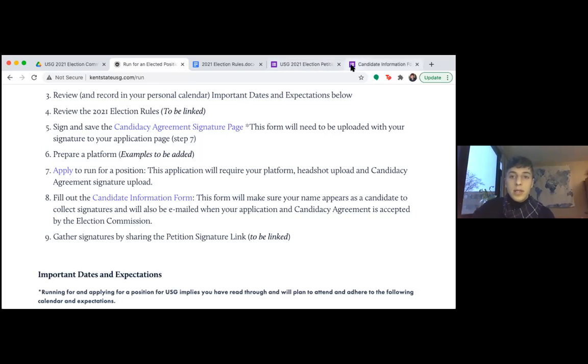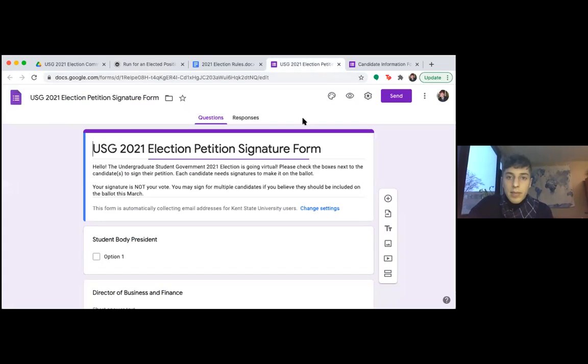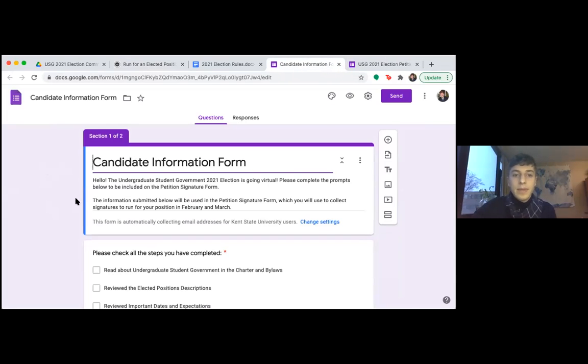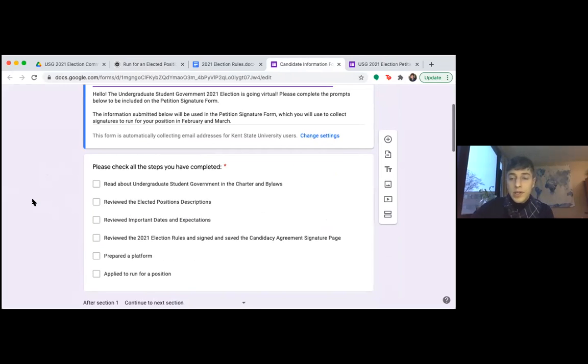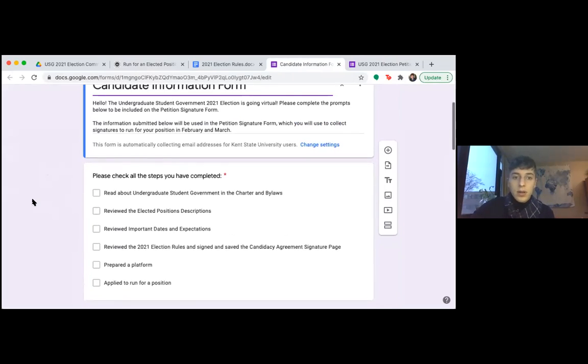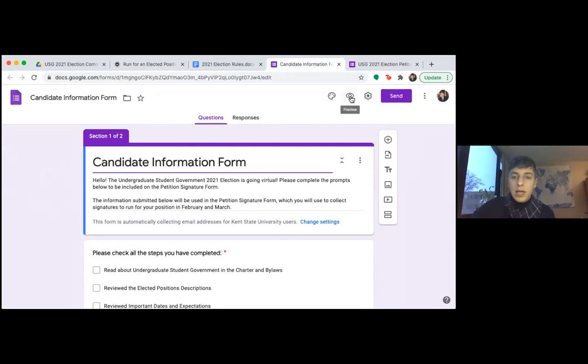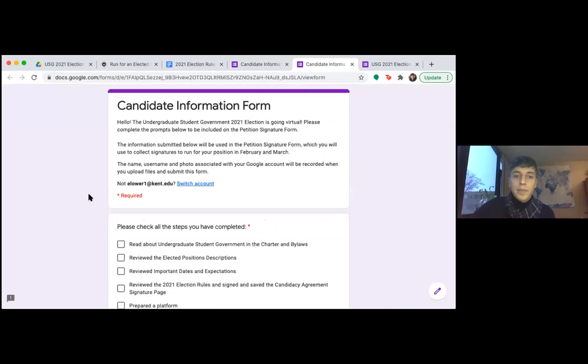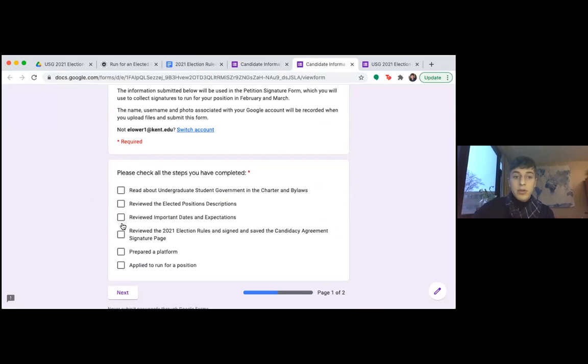Then we move on to these 2 Google Forms. These are your last few steps before you get to the petition signature link, which will be right on here once people start signing up. This is the candidate information form linked here. Sorry, I'm trying not to click my controls. This is what you're filling out once you have applied. So let me actually give you a preview. Okay, so these are the steps that you just saw. Once you do all of them, you're going to check them off.